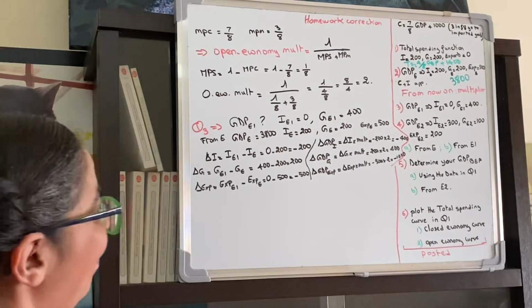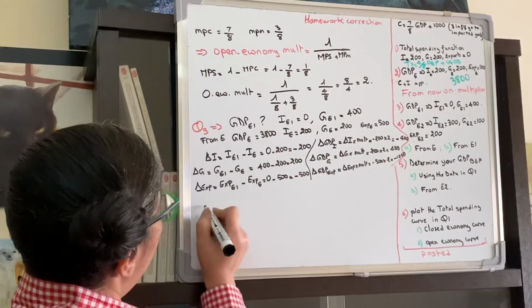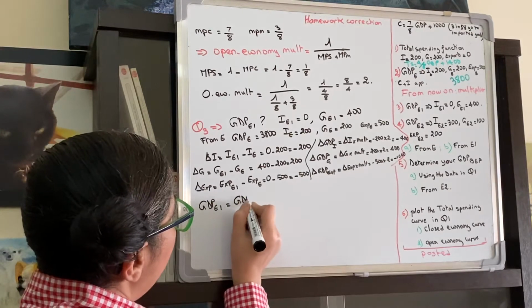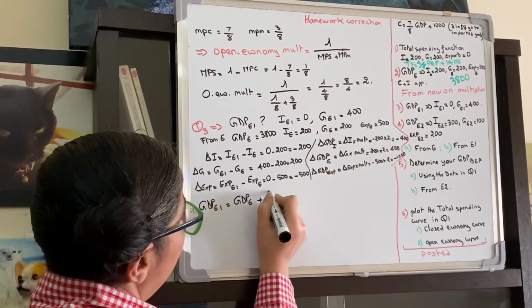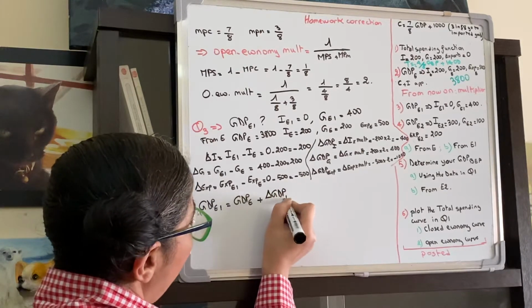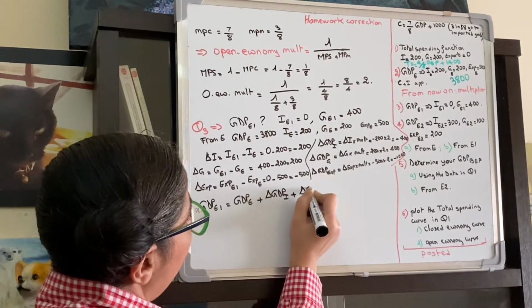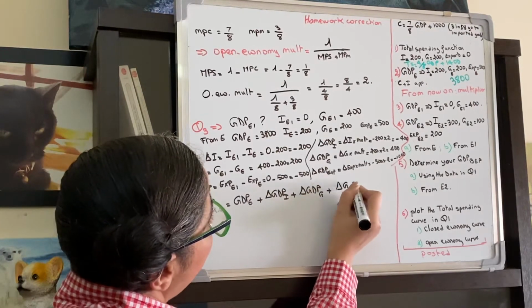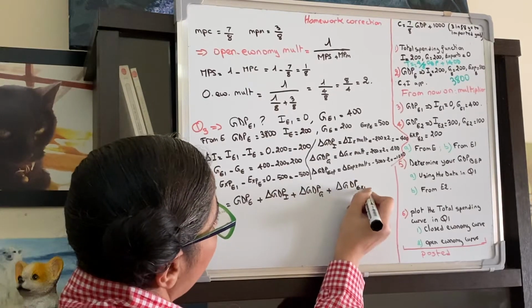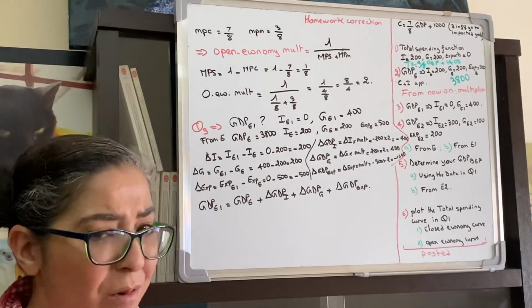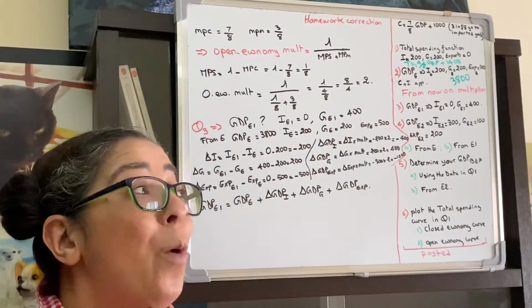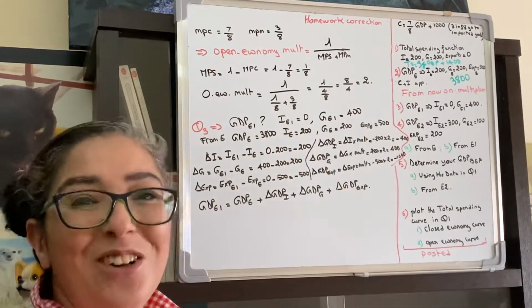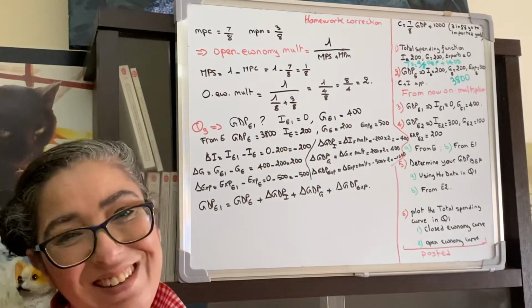I'm sorry, guys. Now the new GDP. So GDP at E1 is going to be equal to GDP at E plus delta GDP due to investment plus delta GDP due to the government plus delta GDP due to exports. The question would be, where is the effect of imports? Well, the effect of the import is within your multiplier. You already calculated it. You have already taken it into consideration, okay?